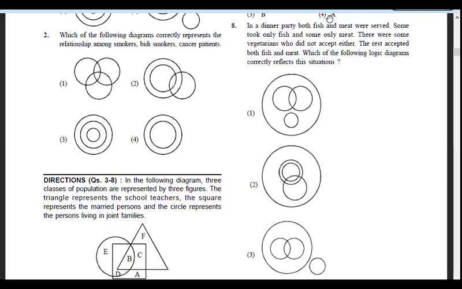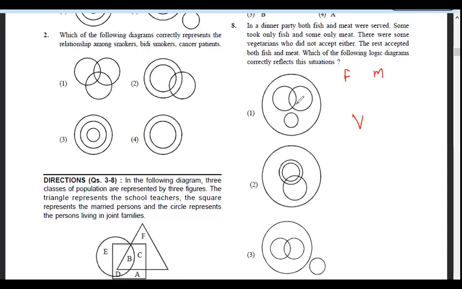Now, many students are saying 1, many students are saying 3. In a dinner party, both fish and meat were served. So set A is fish, set B is meat. Some took only fish and some took only meat. There were some vegetarians also who did not accept either. The rest accepted both fish and meat. Which of the following logical diagrams apparently reflects the statement? So this bigger circle is a universal set.